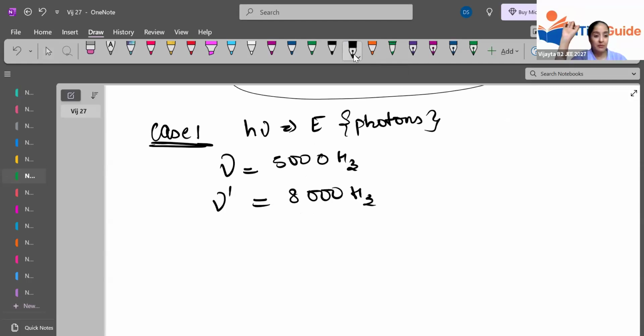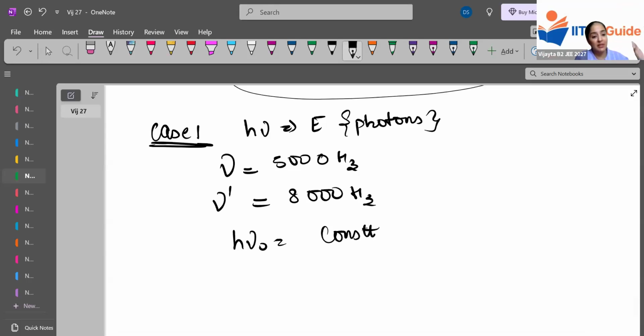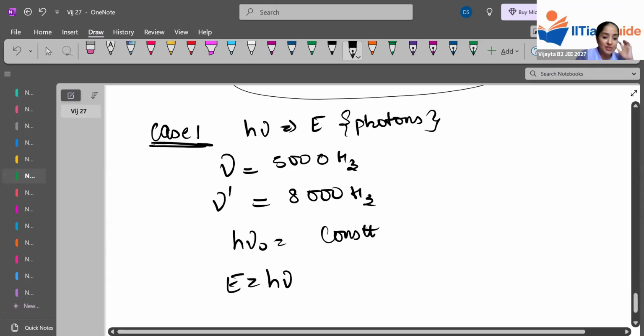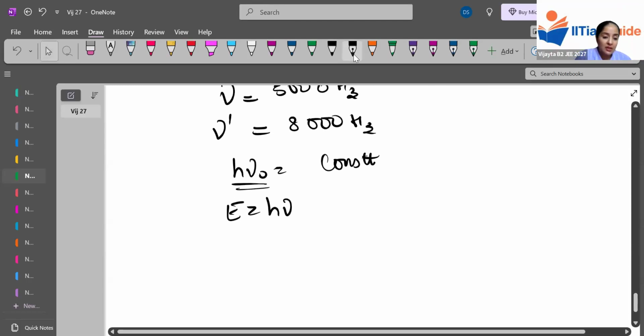Silk, this is going to you. 100%. Because she's absolutely correct. Wonderful. Excellent. Why? Because h nu naught is a constant. For a particular metal, this is not going to change. Whatever frequency you change, that is immaterial, beta. So E is equal to h nu, I have changed. I have not changed h nu naught, beta. You have to understand, whatever extra energy is there is going to go to kinetic energy only. Correct or not?